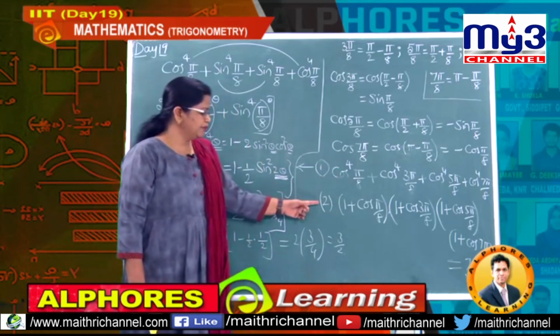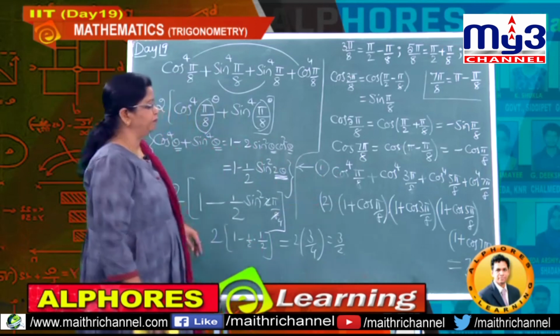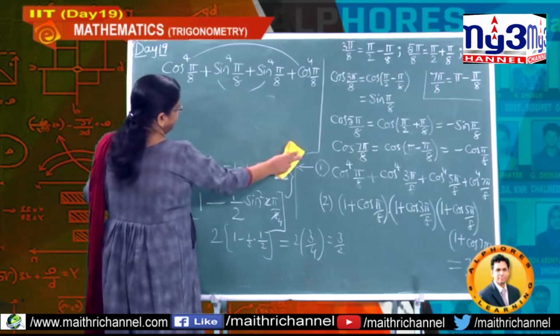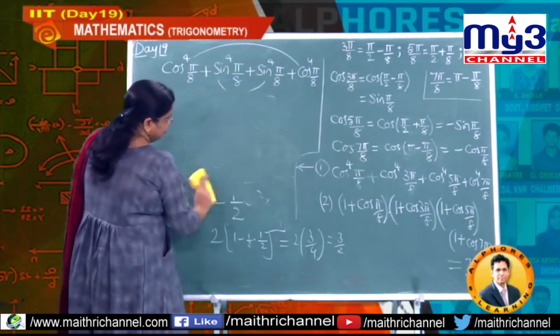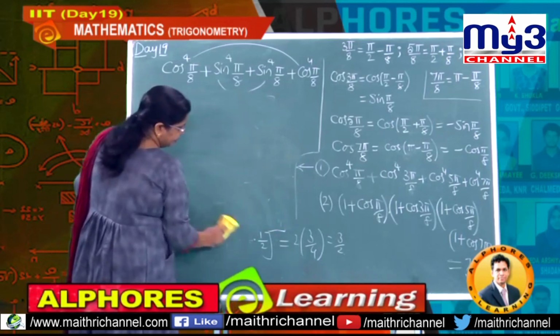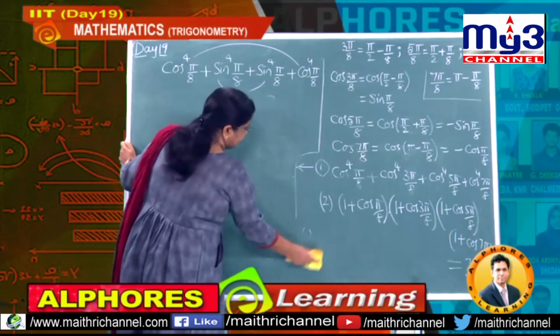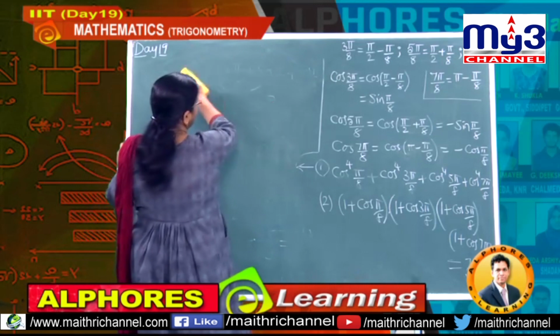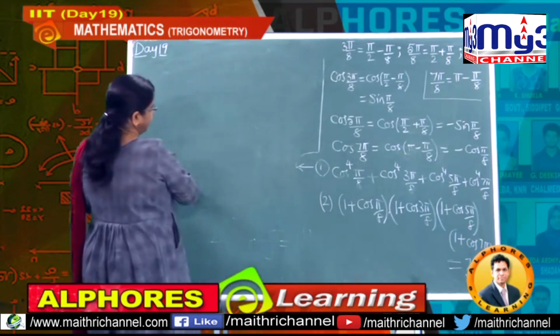Now, let us observe here the second problem. What is the second problem here? The same previous model, angles are the same, but problem formation is different. How have they asked the problem? 1 plus cos pi by 8 and into 1 plus cos 3 pi by 8, etc.